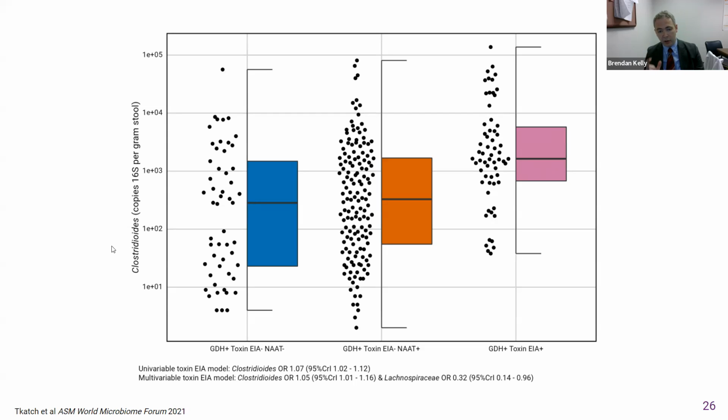This is actually a controversial topic in C. diff, because there have been many attempts to develop ultrasensitive toxin assays that can do a better job of discriminating C. diff colonization from infection. There have been disparate results from those assays, but at least in our cohort of 384 subjects, we did find that the amount of Clostridioides was associated with toxin positivity. And just doing a univariable model, the Clostridioides odds ratio was 1.07.